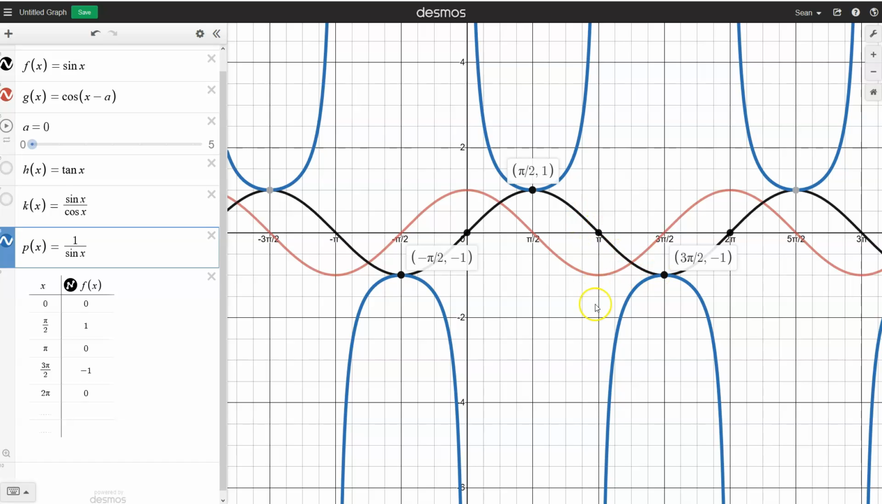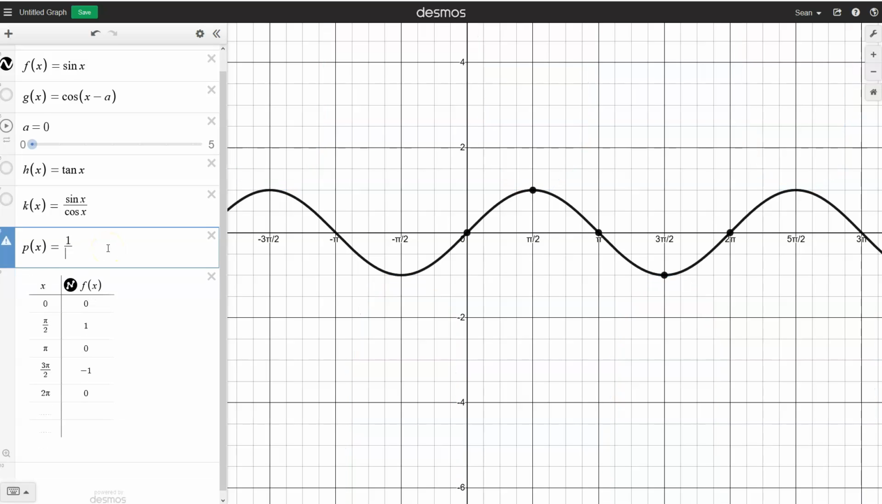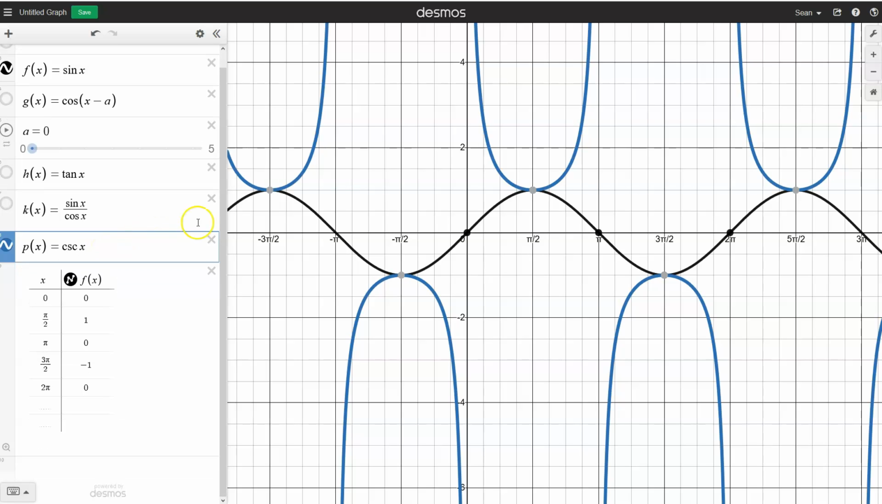But then when sine hits 0, what happens? Well, if it's a reciprocal, it's trying to divide by 0, so it's going to shoot off to either negative infinity or positive infinity. But then when sine is equal to 1 or negative 1, well, 1 over 1 and 1 over negative 1, those are nice values. Those are equal to 1 and negative 1. So it keeps popping back up to kind of get a breath of air at 1 and negative 1, and then shoots back off to infinity because sine's going to be 0 again soon. So this is what we call the cosecant, cosecant of x.